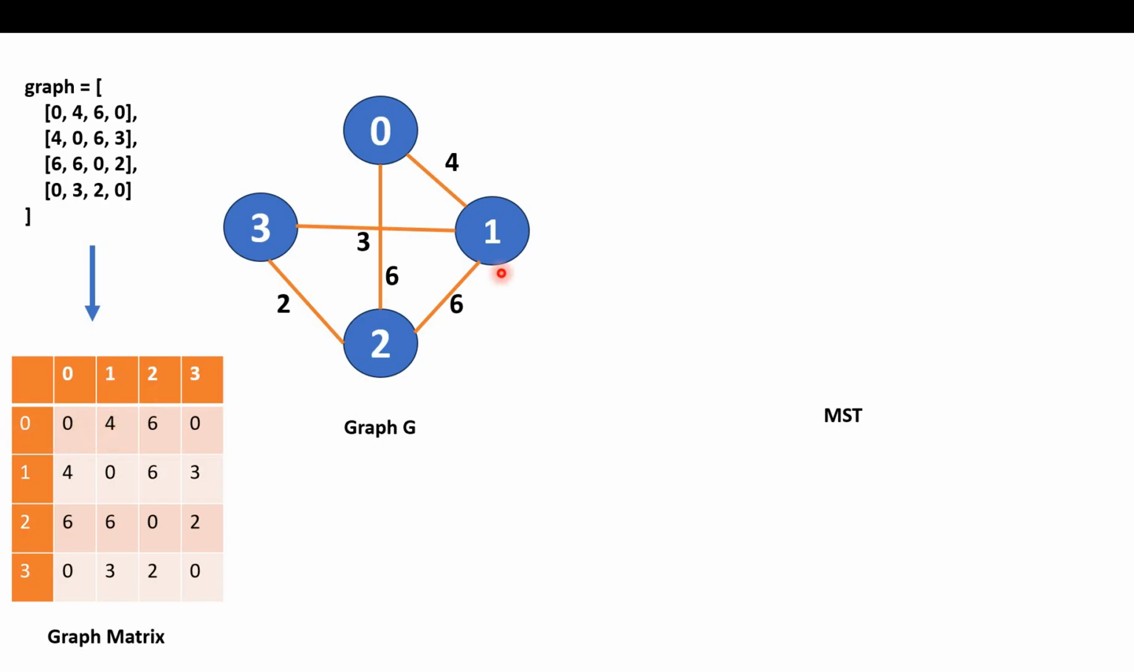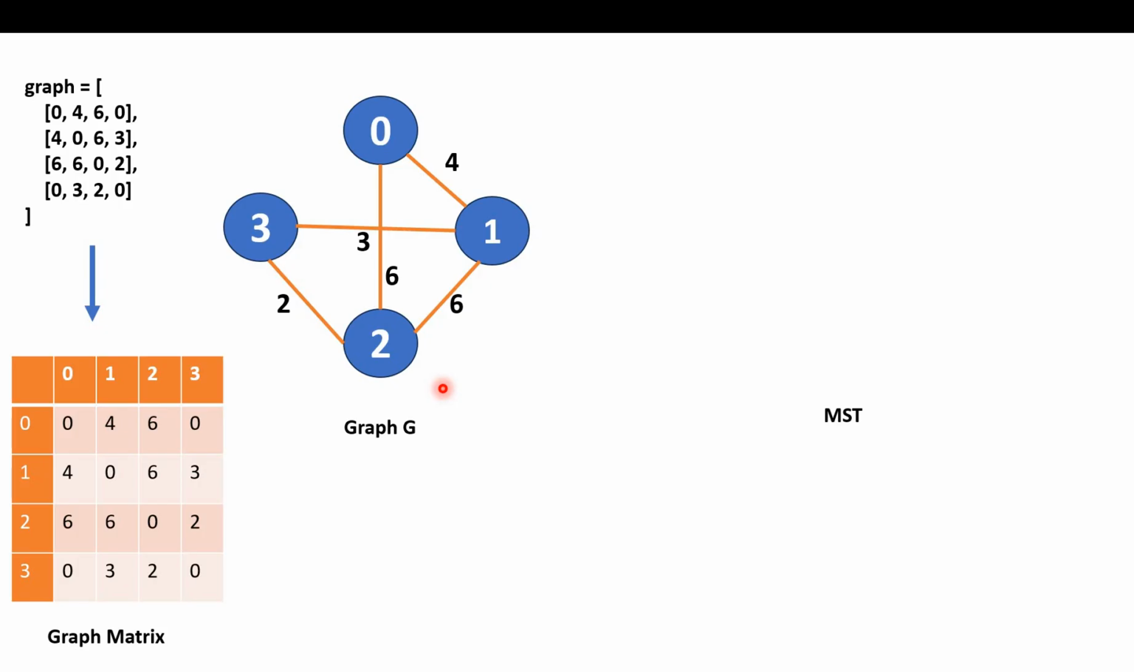Then 0 to 1, see, 0 to 1 edge weight is 4. Prim's algorithm always works on an undirected graph. Then 0 to 2 weight is 6. See here, 0 to 2 weight is 6. Then 0 to 3 weight is 0. So 0 to 3 there is no direct path. So the weight is 0. So in this way, by using this matrix, this particular graph has been generated.